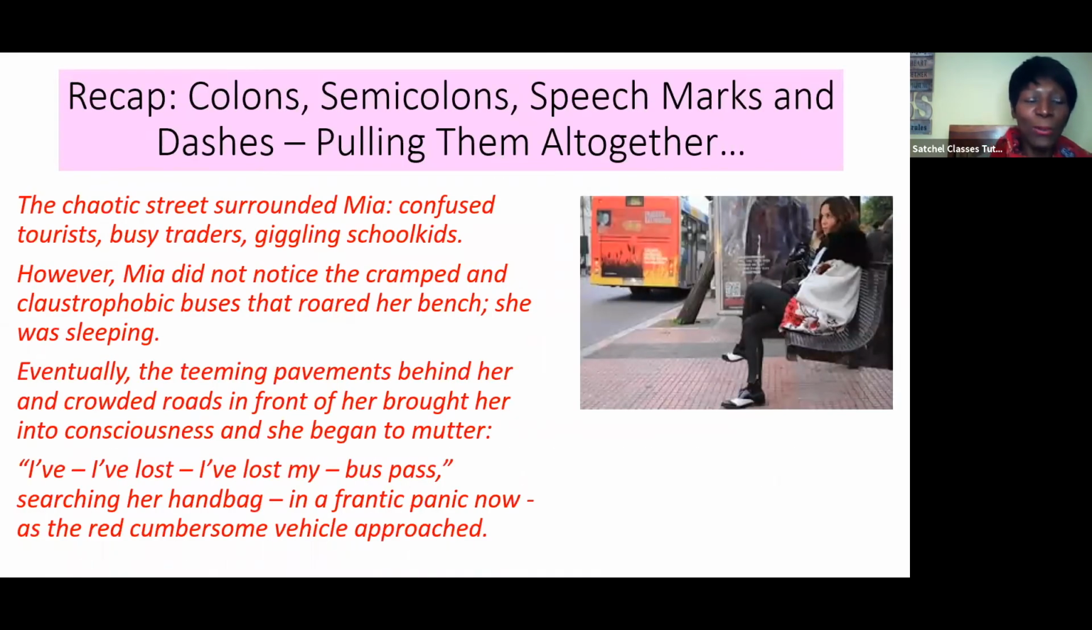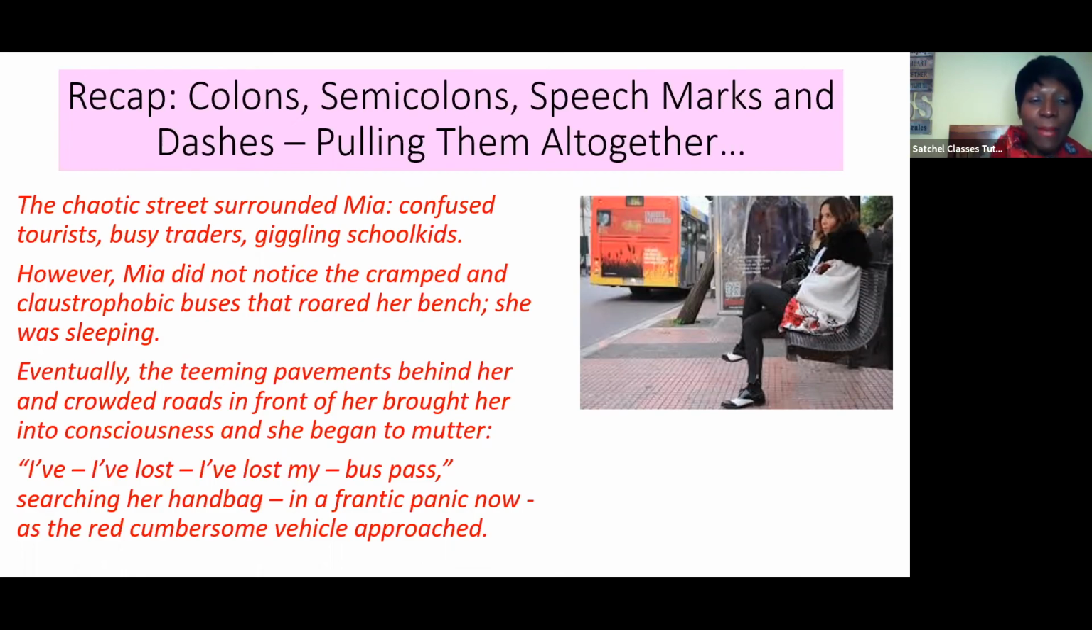So let's pull it all together. You can see here in these examples, I've used semicolons, colons, speech marks, and dashes. The chaotic street surrounded Mia: confused tourists, busy traders, giggling school kids. So that colon introduces a list of all the things around Mia. However, Mia didn't notice the cramped and claustrophobic buses that roared past her bench; she was sleeping. So the semicolon shows why she didn't notice. They're separate ideas, but they're interconnected by the semicolon.